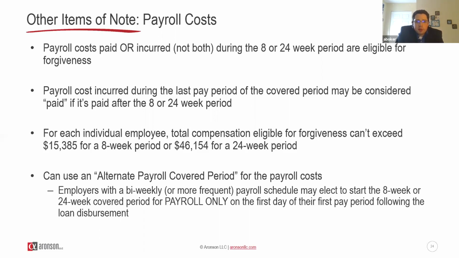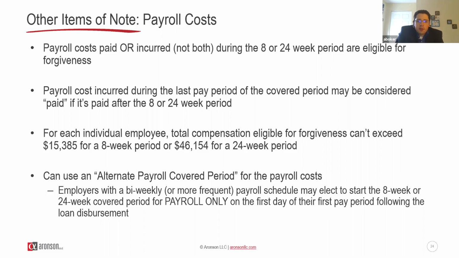And then for each individual employee, this is what's a little different. Previously, if you go with the 8-week period, there's a compensation ceiling of $15,385 per individual employee. But if you go 24 weeks, that cap is now $46,154. And what these numbers represent, it's $100,000 maximum compensation that was eligible for PPP funding, prorated for 8 weeks or prorated for 24 weeks.